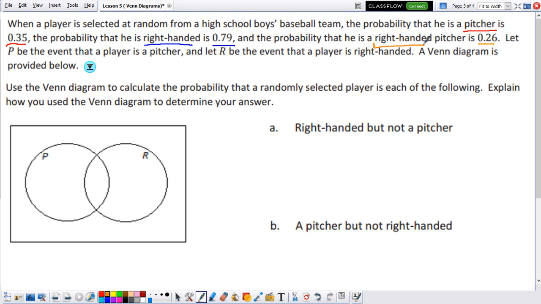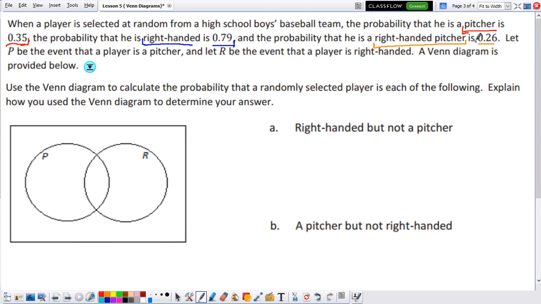So this is the main information that we want to be concerned about. We're talking about high school. We know the probability for someone to be a pitcher is 0.35, and we know the probability for that person to be right-handed is 0.79.